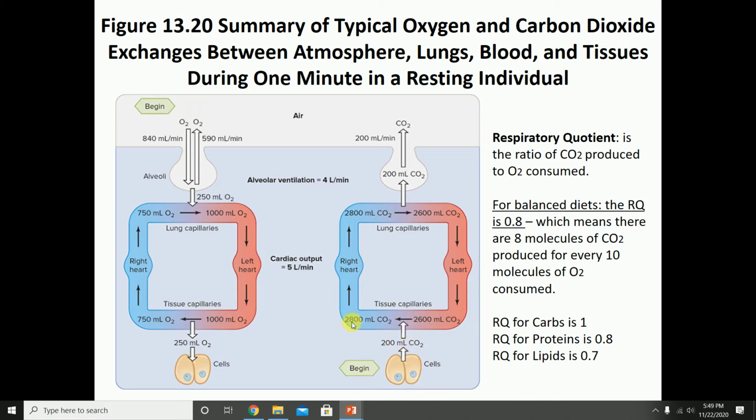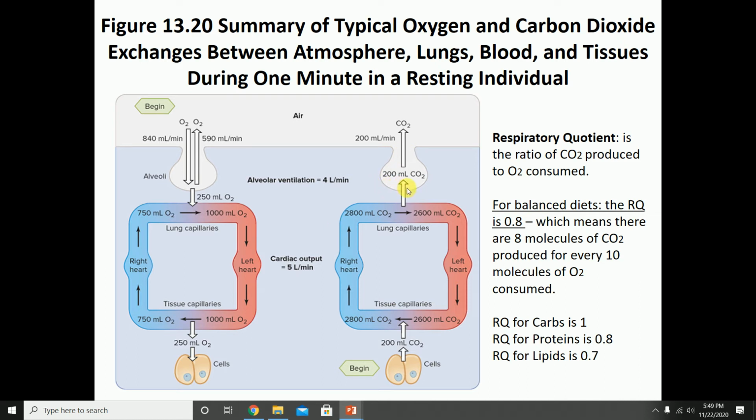Carbon dioxide goes through the venous circulation to the right side of the heart, where it reaches the alveoli, and there's another exchange of gas where we exhale that carbon dioxide. You'll see here that we intake about 250 milliliters of oxygen, but we exhale about 200 milliliters of carbon dioxide.